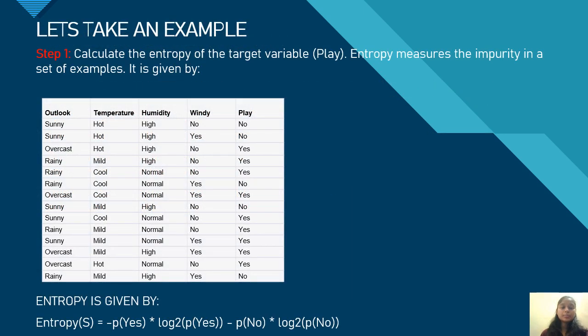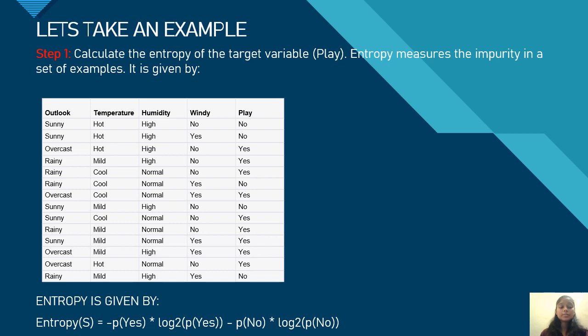Let's take an example here. Step 1 is to calculate the entropy of the target variable. Here, play is the target variable, whereas outlook, temperature, humidity, windy are the attributes. And entropy measures the impurity in a set of examples, and it is given by the table.